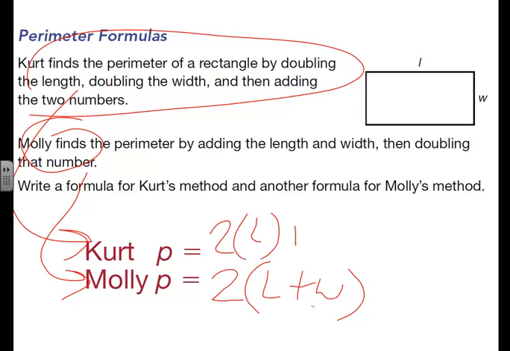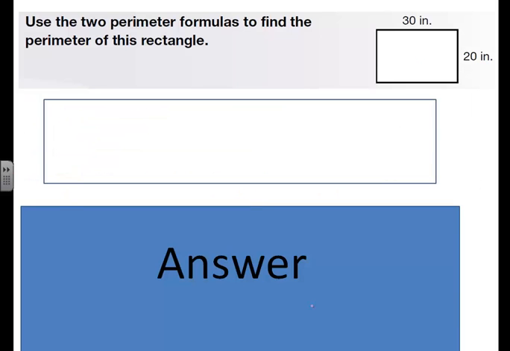Both are going to get the same answer. They're just going to do it in separate ways. So using the two perimeter formulas, find the perimeter of this rectangle. See if you can do it before me.